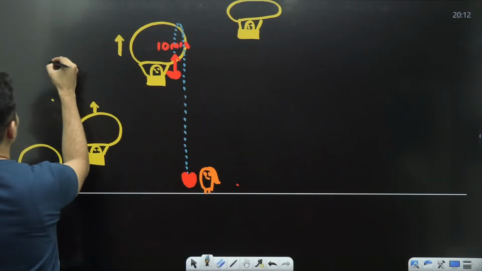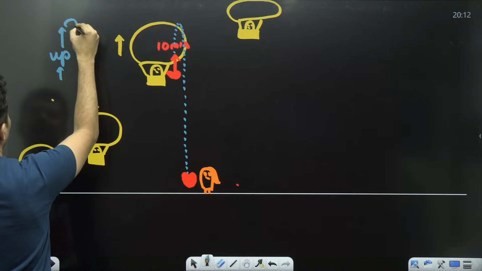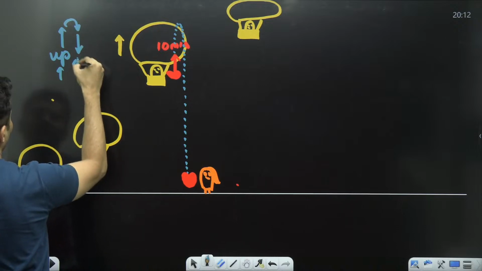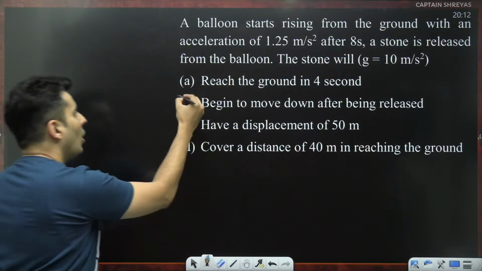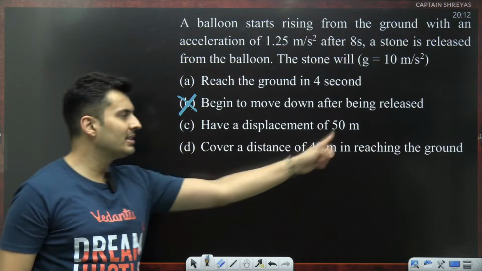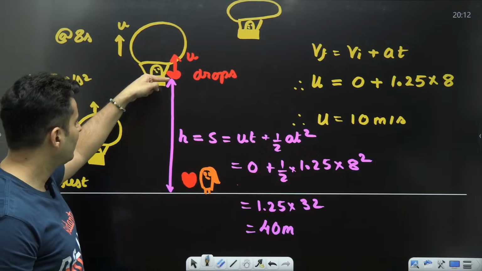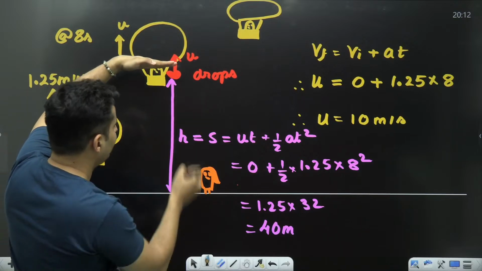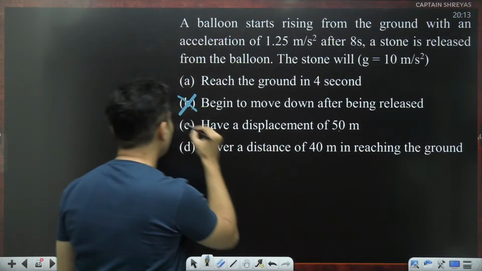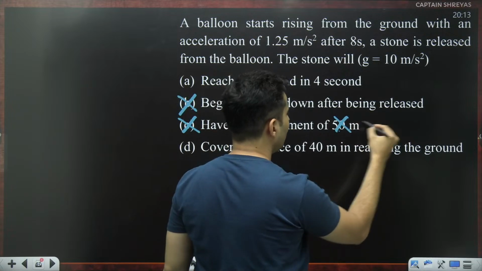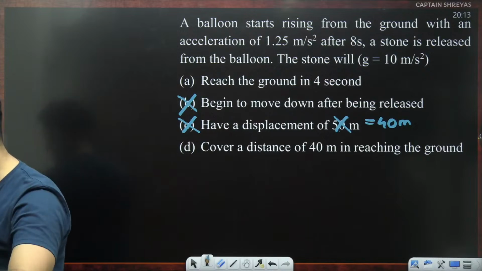It first goes up, and then turns, and then it comes down. So hence 100% option B is wrong. Has a displacement 50? Well, displacement from here to here is just 40. Initial, final. How much is this? 40. So it is saying displacement of 50. That is wrong. Actually, this 50 should have been 40 meters. That is what is missing over here. That's why option C is wrong.